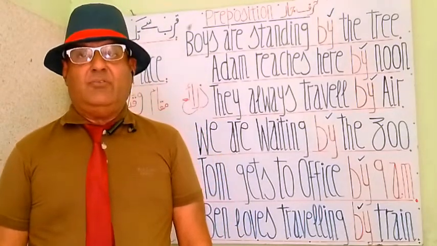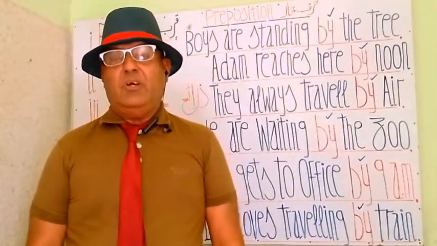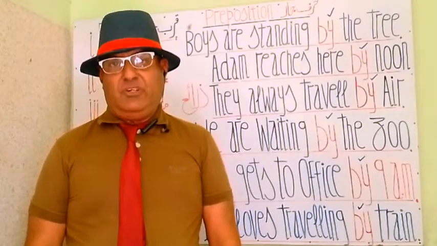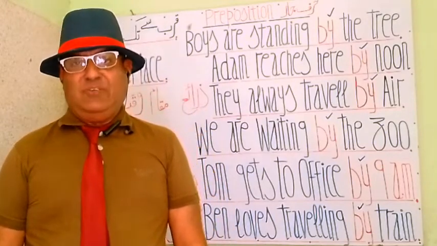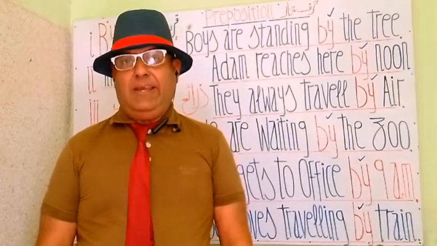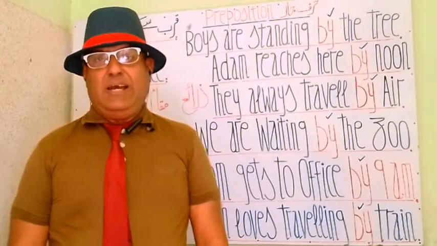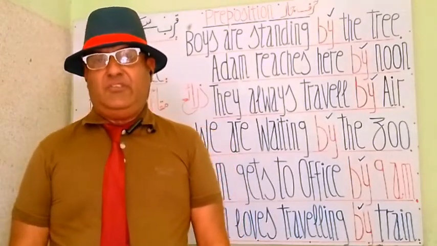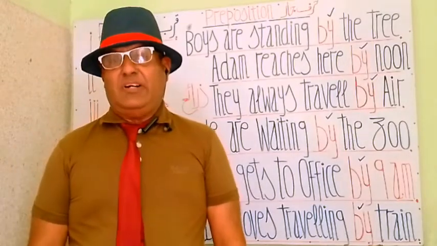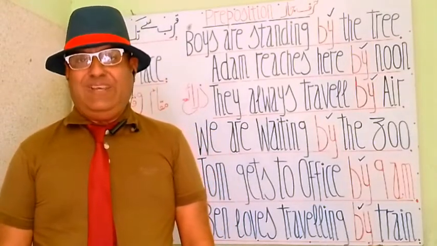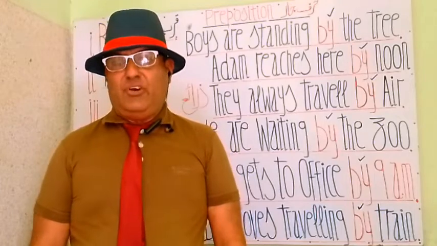A word that shows the relation of a noun or a pronoun with another noun or a pronoun is called a preposition. Today we are discussing the preposition by. By has three meanings. By is a preposition and it has three meanings. It is used for time, it is used for means, and it is used for place.